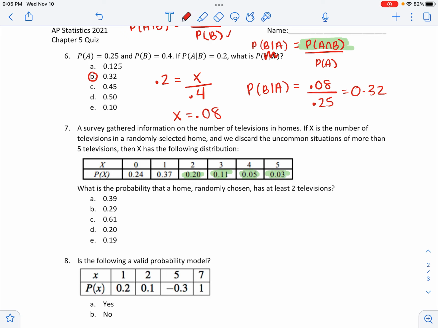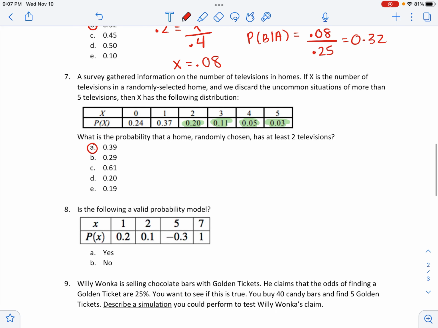So the probability of having at least 2, when I have the probabilities for 2, for 3, for 4, and for 5, I would just add up the probability of them having 2 plus the probability of 3 plus the probability of 4 plus the probability of 5. So 0.2 plus 0.11 plus 0.05 plus 0.03, and I get 0.39.